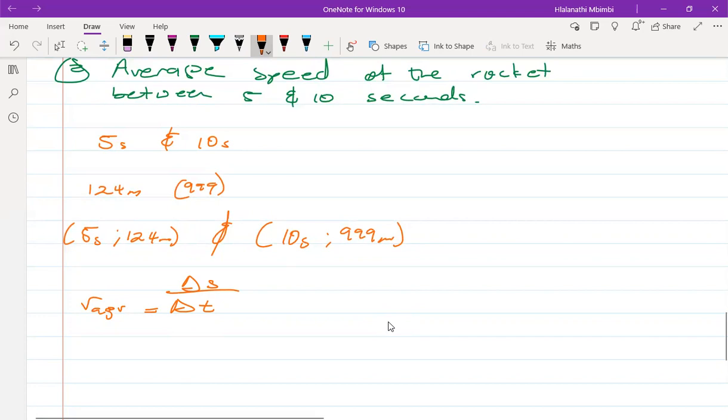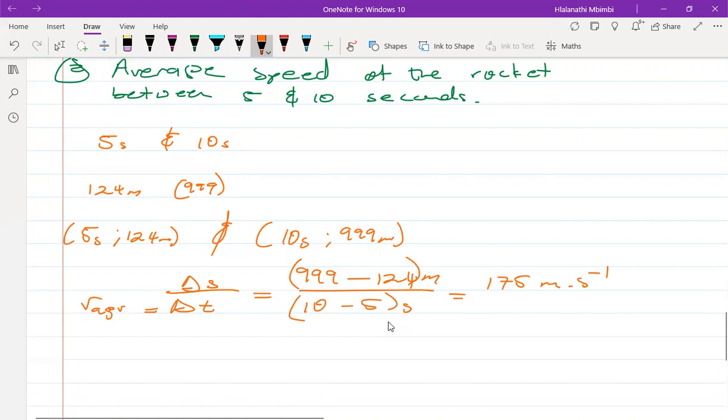So you don't just say change in Y divided by change in T. You know what you're talking about now, so you can't just use things randomly. You can say 999 minus 124, divided by 10 minus 5. And if you put that in your calculator, you should get 175 meters per second. Now you must note that the unit at the top is meters, the unit at the bottom is seconds.